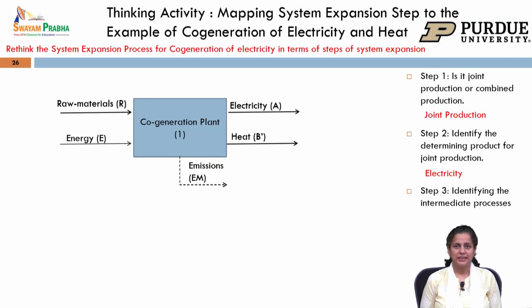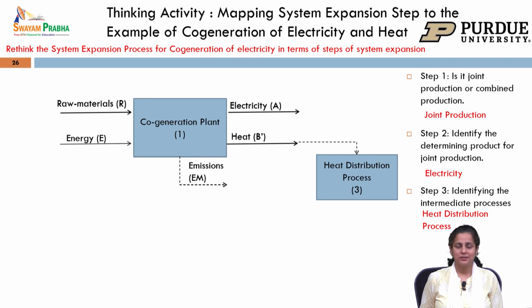Our step 3 is identifying the intermediate process. We are going to actually consider the scenario when your market is not saturated and this co-generated heat is actually going to be used in the market for heat demand. So, in this case our intermediate process will be the heat distribution process, because that process determines how we send the heat to the market. So, our heat distribution process is our intermediate process in the system expansion.